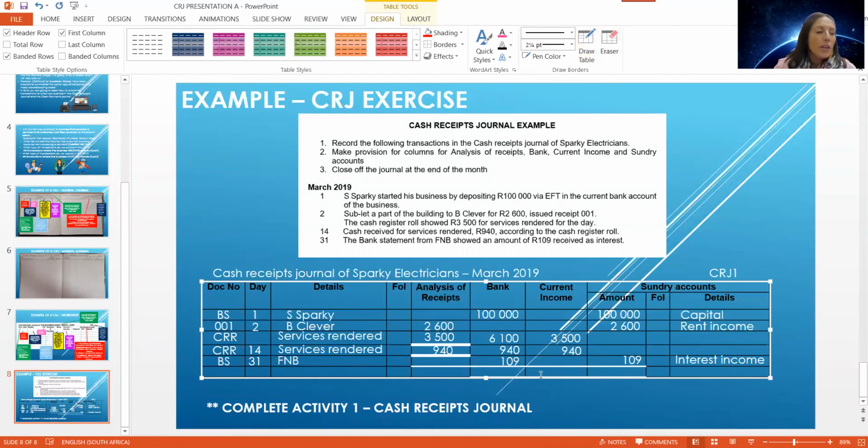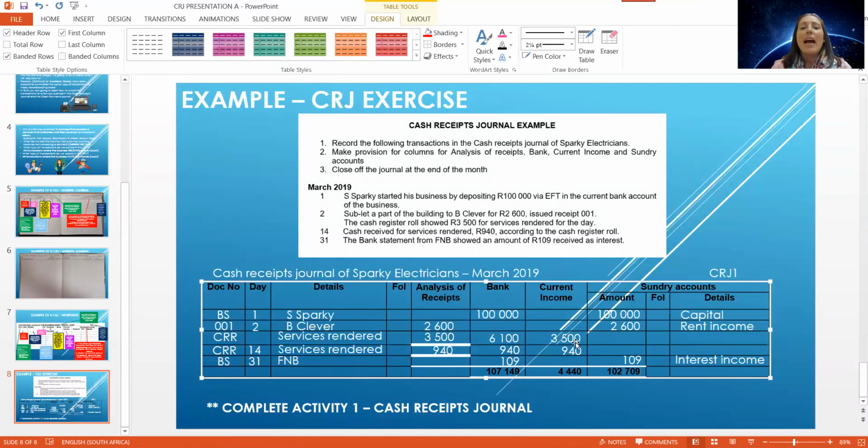So you take your calculator and you add 100,000 plus the 6,100 plus the 940 plus 109. And then I hope my total is correct. Please always check me. 107,149. That is the total of the bank column. So the total amount of cash that we received in this month was 107,149. If you add up current income, you should get 4,440. And then if you add up your sundry accounts, you should get 102,709.